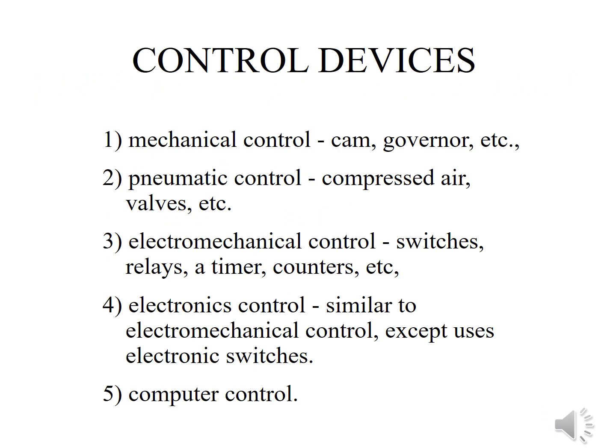Various control devices we have are mechanical control like governors, cams, etc. Pneumatic control like compressed air valves, etc. Electromechanical control comprises switches, relays, timers, counters. These all come under electromechanical control. And electronic control, which is similar to electromechanical control except for the electronic switches. So the electronic switches alone come under this category, all others come under the electromechanical category.